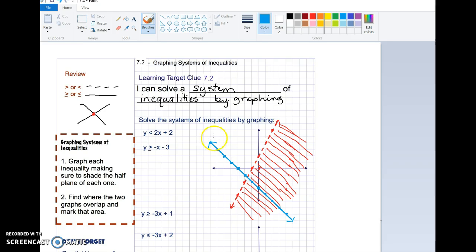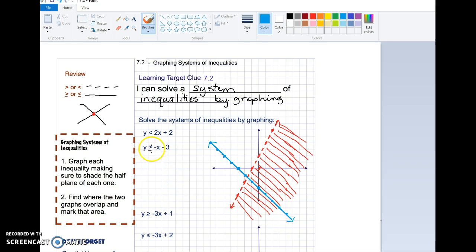Okay, so now I've drawn my boundary line, which is y equals negative x minus 3. I graphed negative 3, and went down 1, over 1, down 1 over, or up and back, and I connected my points. I made it a solid line because it is a greater than or equal to, which means that the line is included in the solution set, and now I just have to shade it.